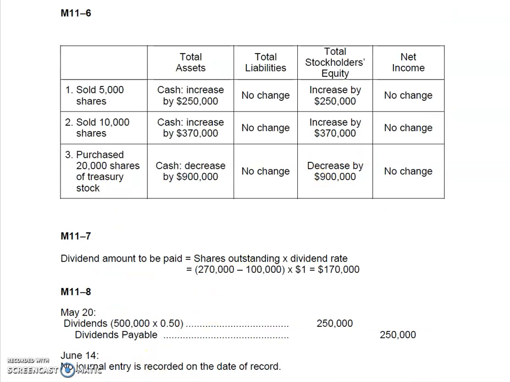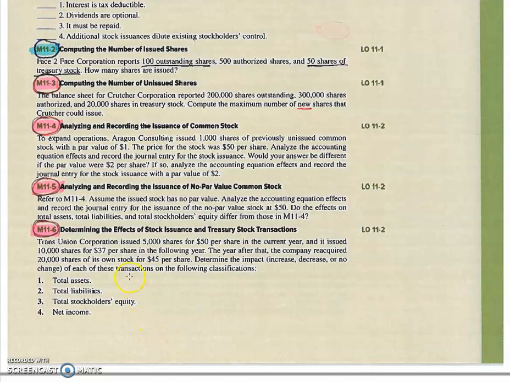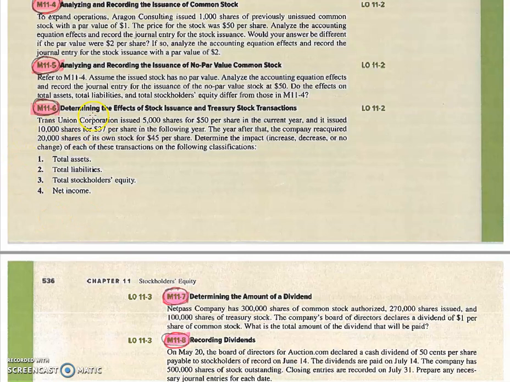Okay, looks like we got 3 transactions in 6. Pull it up a little more. Determining the effects of stock issuance in treasury stock transactions. So TransUnion Corporation issued 5,000 shares for $50 per share in the current year, and it issued 10,000 shares for $37 per share in the following year.